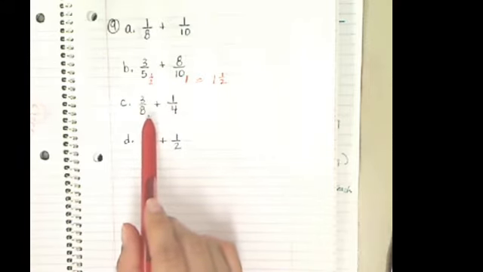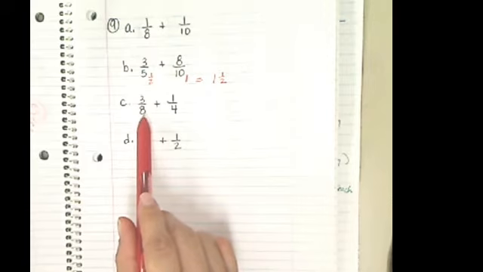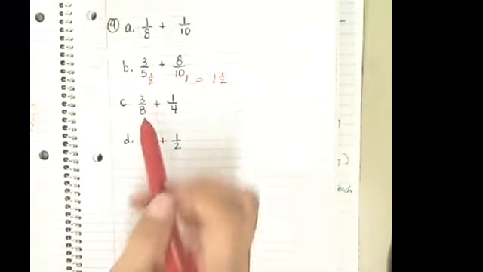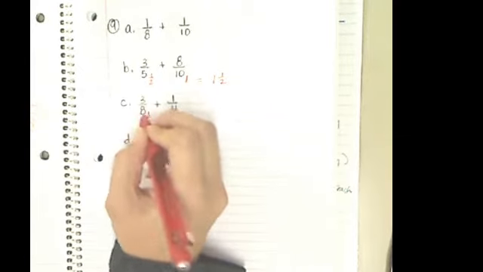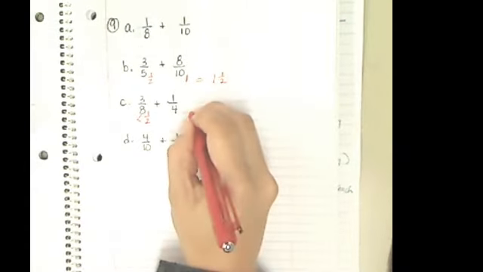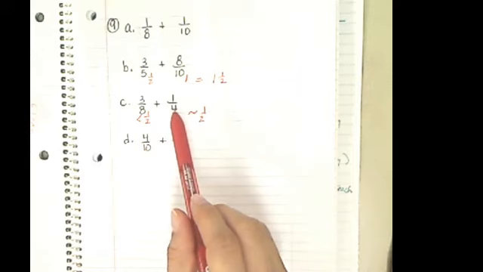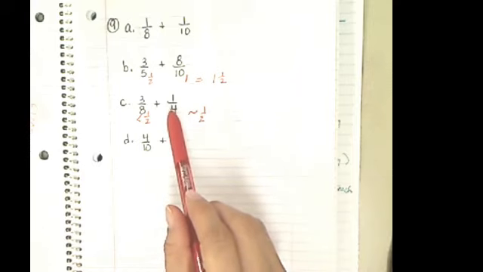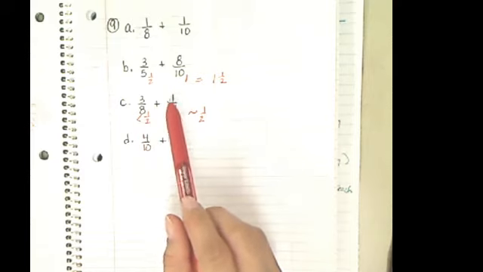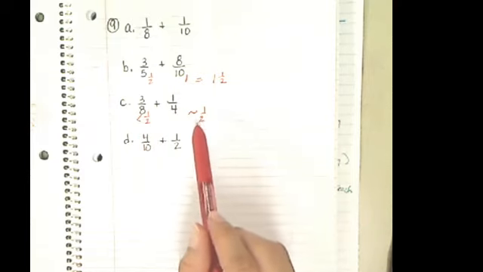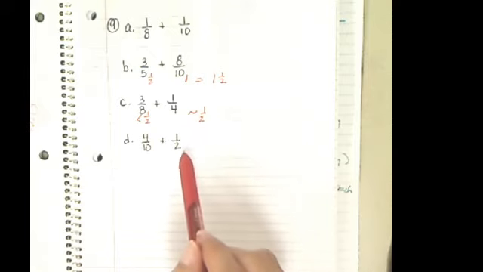3/8. 3/8, half of 8 is 4. So this is almost 1/2. It is a little bit less than 1/2. And then I'm adding 1/4. This one is probably going to get me somewhere very close to 1/2. So 1/4 is about half of a half. So if I take something that's less than a half and I add a little bit more, I might be a little bit more than 1/2, but I'll be very close.